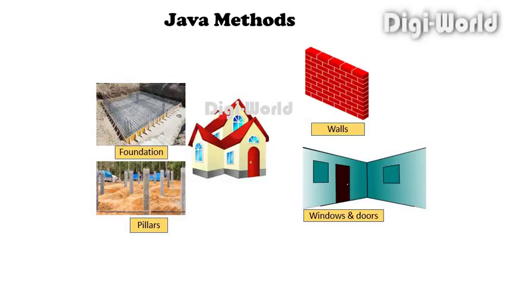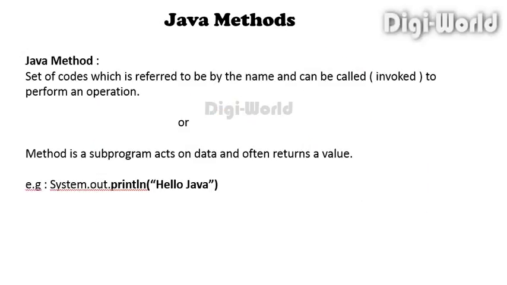So what is a method in Java? A set of code which is referred to by a name and can be called or invoked to perform an action, right? If we want to perform some action or operation, we can write that code in a particular method, and then when we want, we can call that method anytime, right? Or we can say it is a subprogram, which often returns a value.